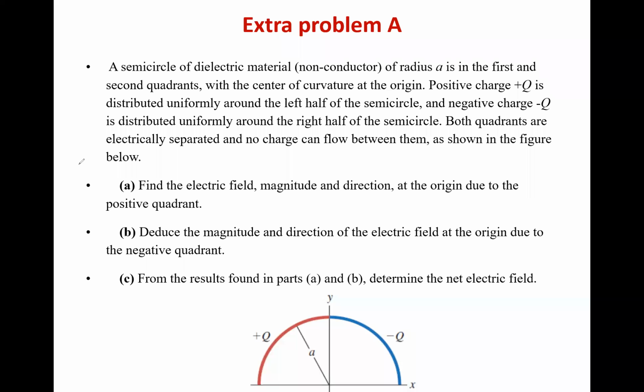Let's take an extra problem A. We have a semicircle of dielectric material, non-conductive, of radius A. As you see here, we have two portions. We have the left one, the red one, positively charged, and the right one is negatively charged. The charge density is equal to lambda.